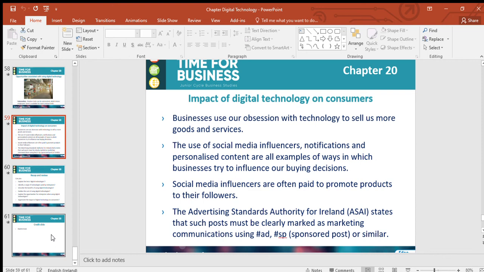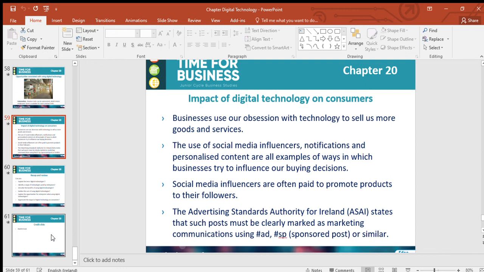The impact of digital technologies on consumers, so I'm going to take this slide down as well. Businesses use their obsession with technology to sell us more goods and services. The use of social media, influencers, notifications, and personalized content are all ways in which businesses try to influence our buying decisions. So any form of advertising online, they're trying to influence how you buy and what you buy. We discussed yesterday personalized ads based on the information that you've been typing into Google, and apparently the information that your phone is picking up, and they're using this information to feed you their products depending on which ones they think you will buy.